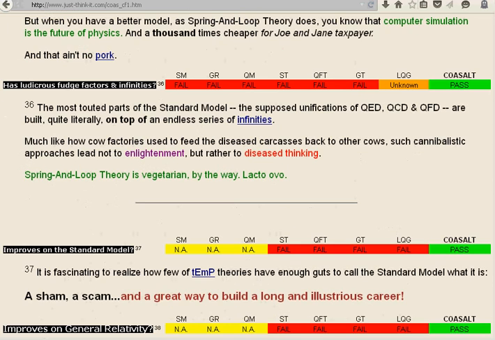Number 37. Does the theory improve on the standard model? It is fascinating to realize how few of the existing mainstream physics theories have enough guts to call the standard model what it is: a sham, a scam, and a great way to build a long and illustrious career.